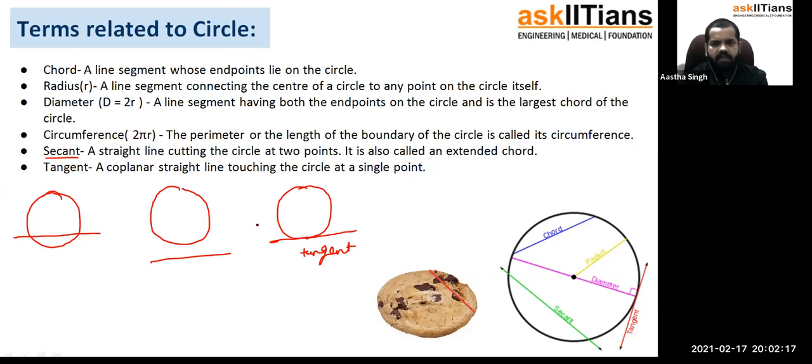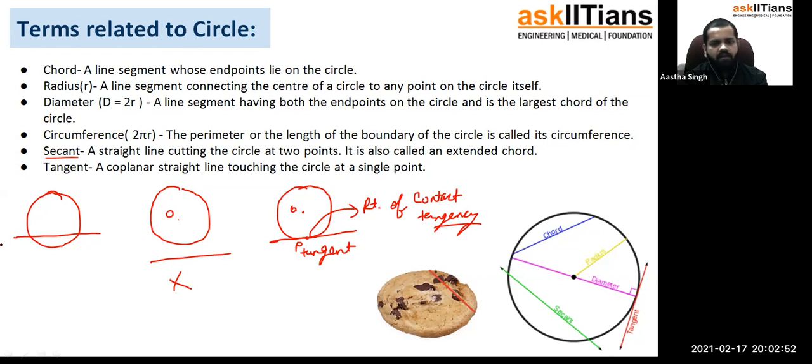The line touching a circle at a single point, suppose that point is P, this is radius O, then your point P is known as the point of contact or point of tangency, right? If this line does not intersect the circle, then this is nothing. These have no relation. Why? Because these are two independent bodies, right?